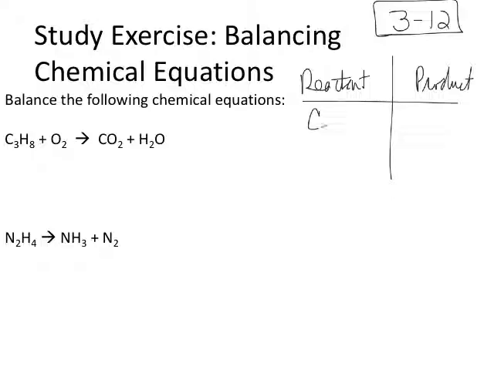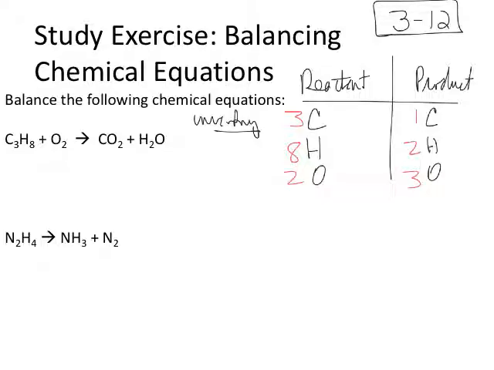So what elements do we have? We have carbon, hydrogen, and oxygen, and we have the same thing on the product side: carbon, hydrogen, and oxygen. So now the first thing I do is take inventory. I'm going to figure out how many moles we have of each. Well, we have 3 carbons on the reactant side, and over here we have 1 carbon on the product side. On the reactant side we have 8 hydrogen. On the product side we have 2 hydrogen. On the reactant side we have 2 oxygen, and we have 3 oxygen on the product side. So I usually just take one element at a time.